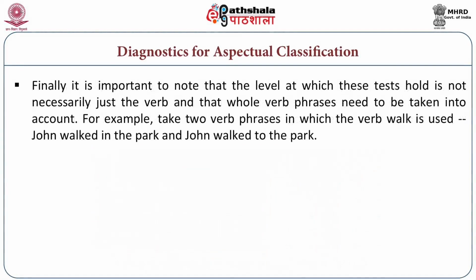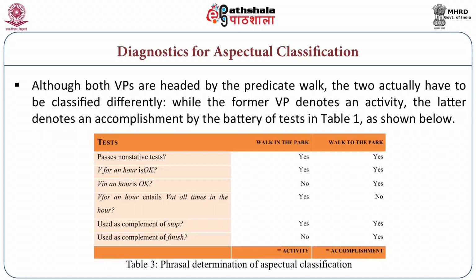It is also important to note that the level at which these tests apply is not necessarily just a verb, and whole verb phrases need to be taken into account. For example, take two verb phrases in which the verb walk is used: John walked in the park and John walked to the park. Although both VPs are headed by the predicate walk, the two actually have to be classified differently. The former VP, that is, John walked in the park, denotes an activity. In John walked to the park, what we have is an accomplishment.